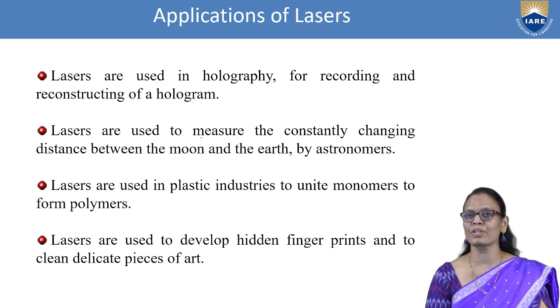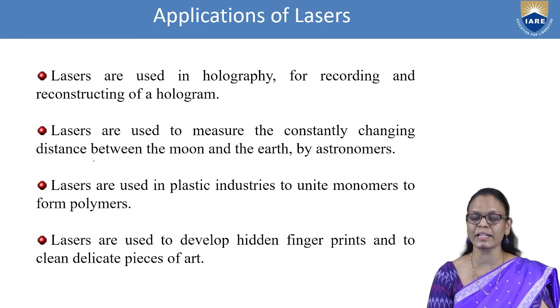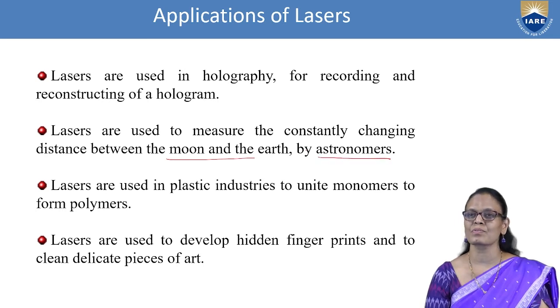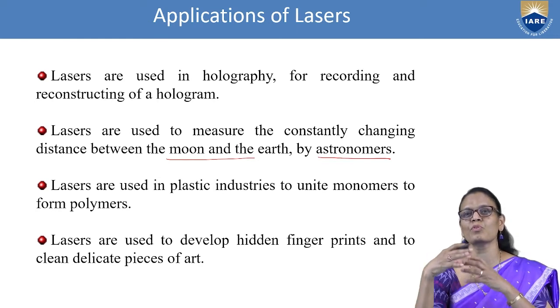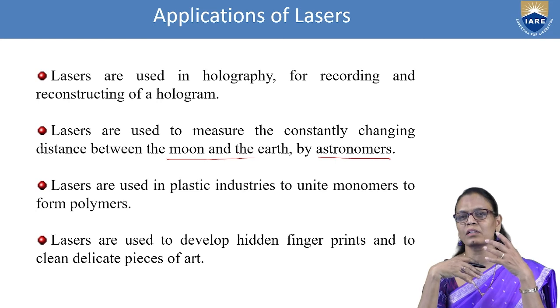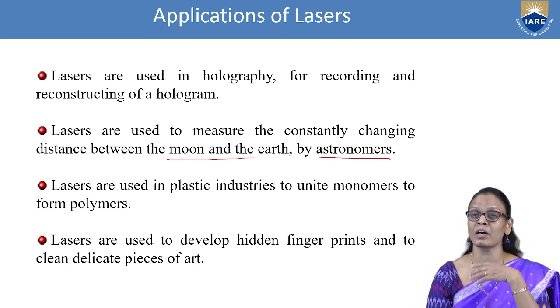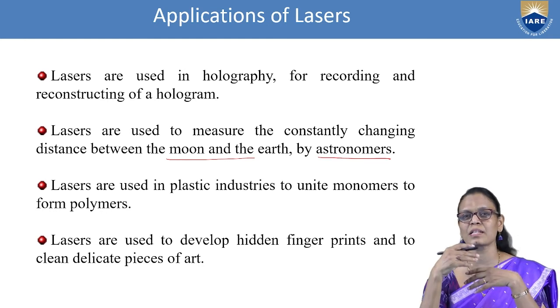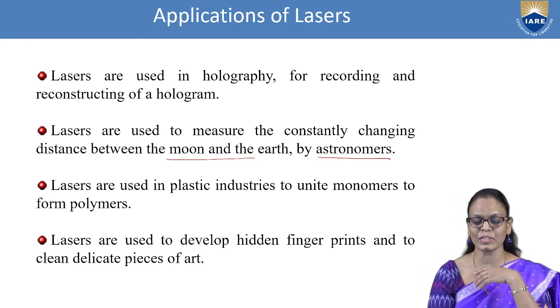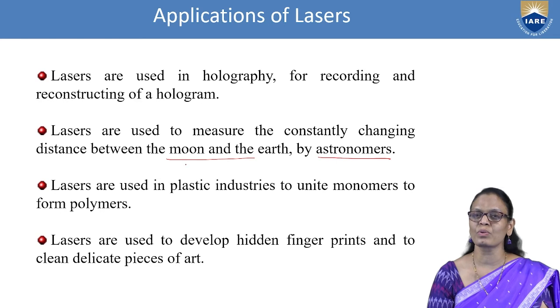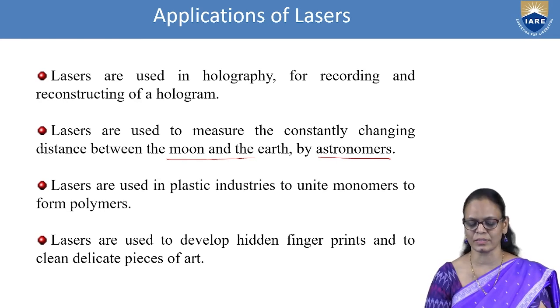Then laser is also used to measure the constantly changing distance between the moon and earth by astronomers. So astronomers are those who study these celestial objects. Because of the movement, we know that these planets are moving around the sun. When they are moving, the change of distance is happening continuously. So this laser can be used to find the changing distance between the moon and the earth.